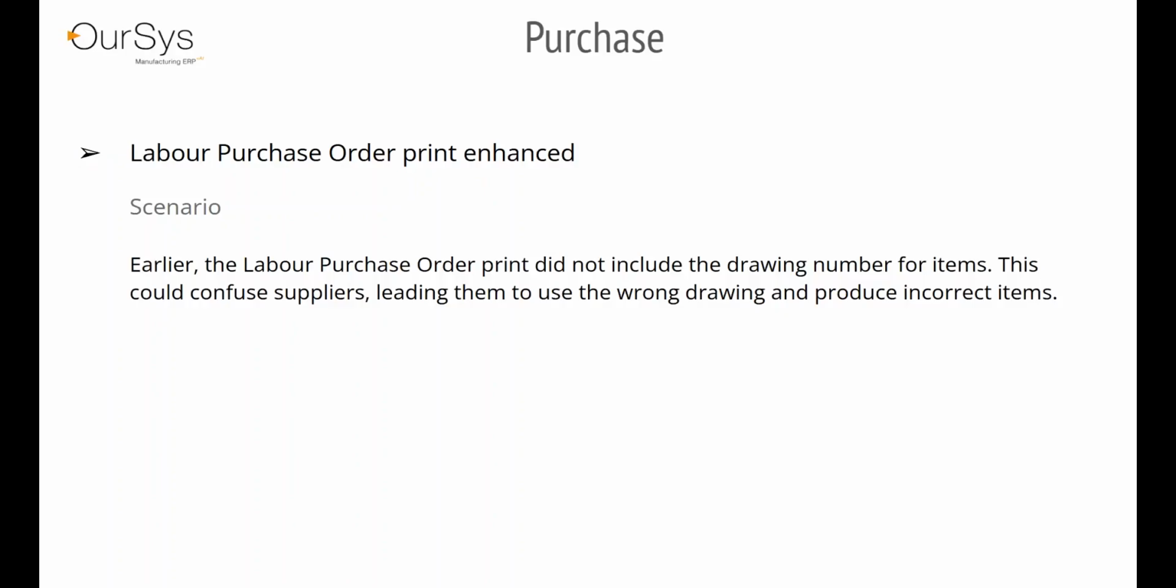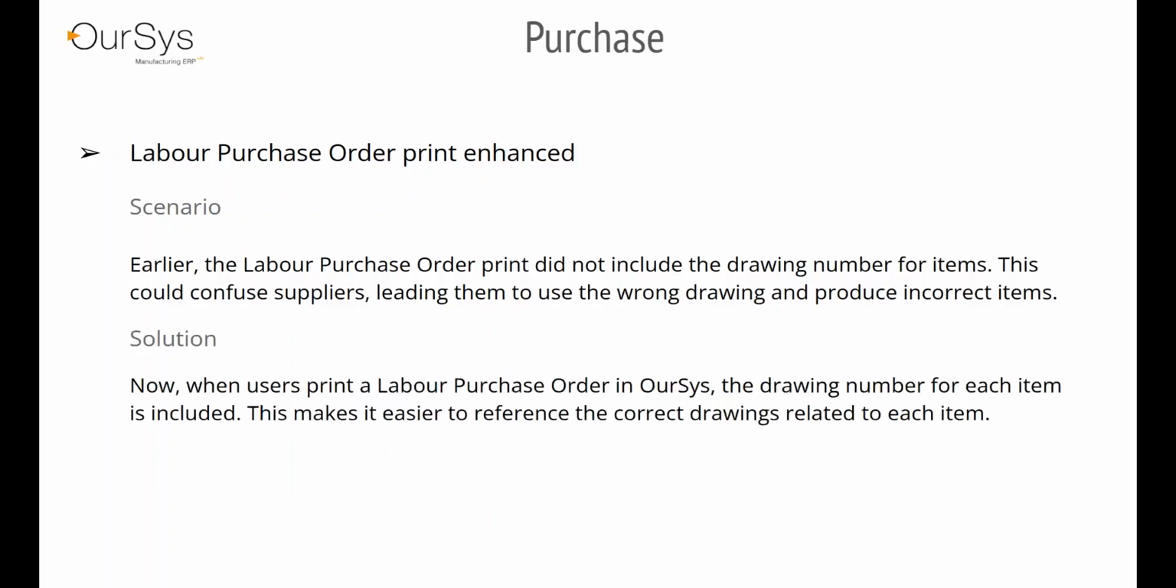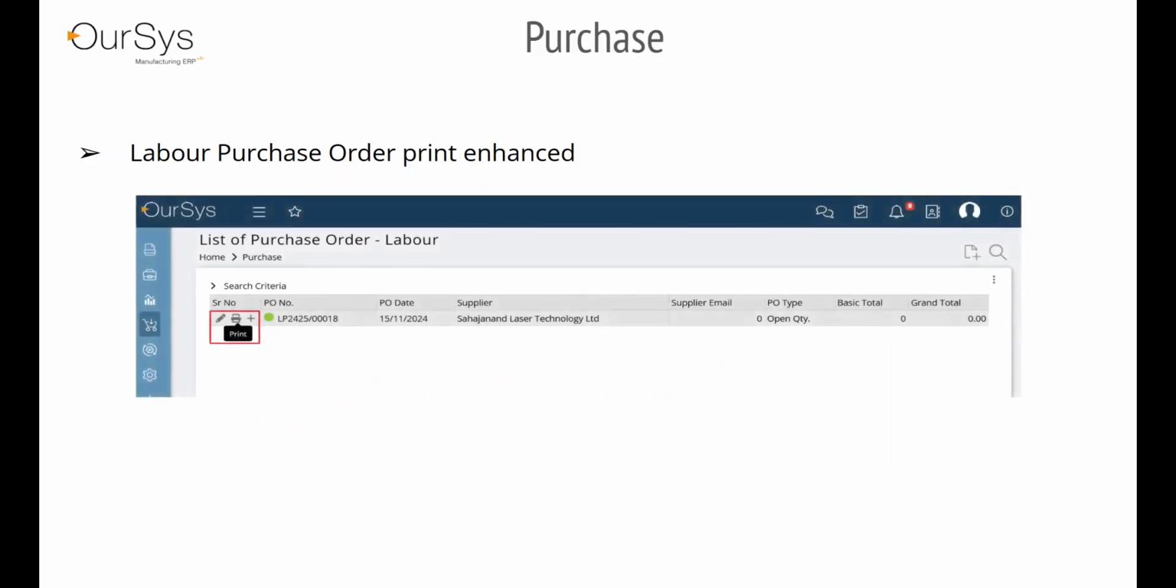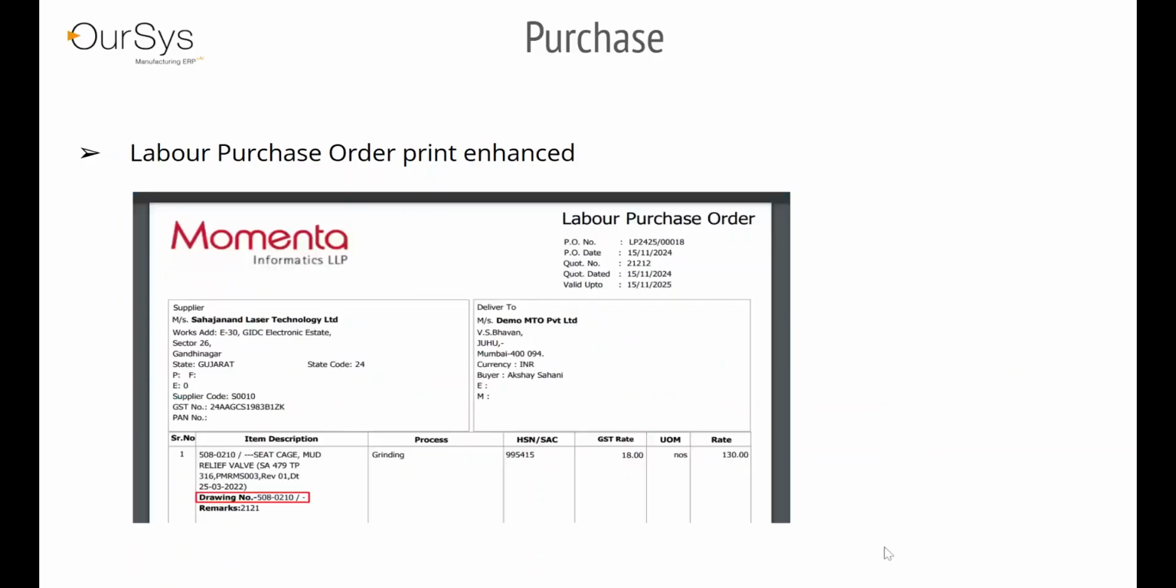So now we have a provision where, while printing the purchase order, OurSys will directly pick the drawing number from the item master and put it into the print. This will help the user quickly find the reference of the drawing number, making the process cleaner and more efficient. Here in the purchase module, under the purchase order label print, I am taking a print, and you can see the drawing number reference comes on my purchase order print.